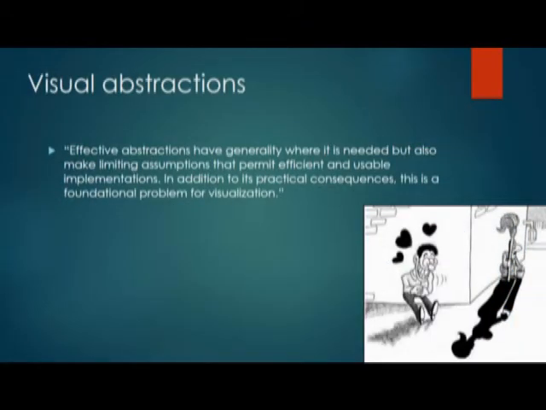Visual abstractions. This is once again going off the ad hoc fallacy, where we have to assume certain factors. A lot of assumptions have to be made. A lot of abstractions have to be determined in order for a visualization to be more efficient. However, this does take away from accuracy, allows for more inaccuracies to be formed when finding new data. So this is a very big issue with visualization.